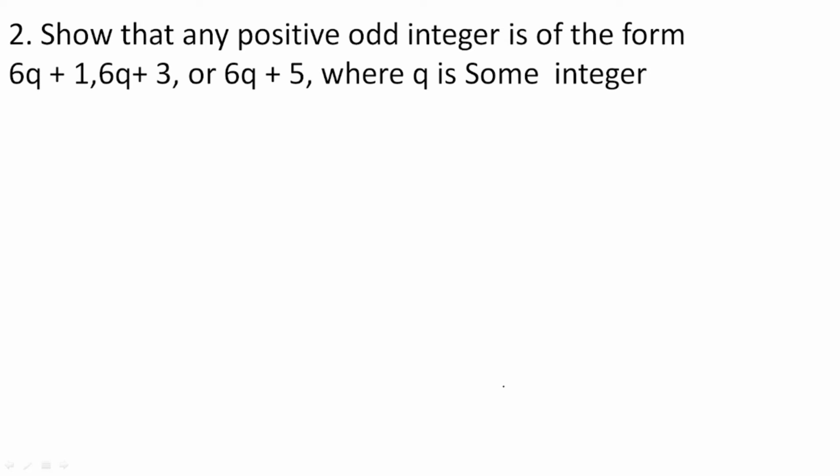Today we are going to solve the exercise questions of the chapter Real Numbers. So this is question 2 in exercise 1.1, which says: show that any positive odd integer is of the form 6q plus 1, 6q plus 3 or 6q plus 5, where q is some integer.